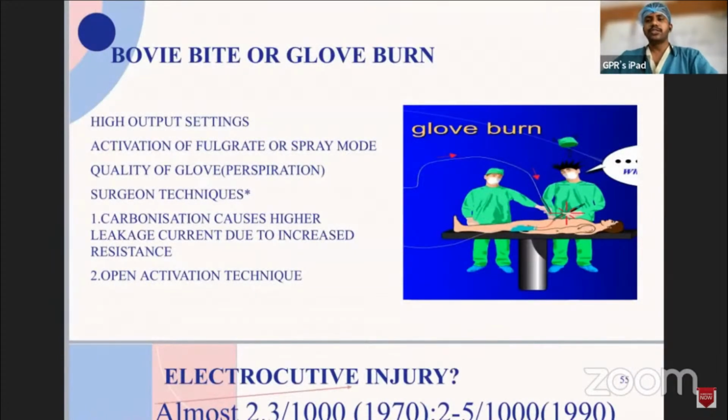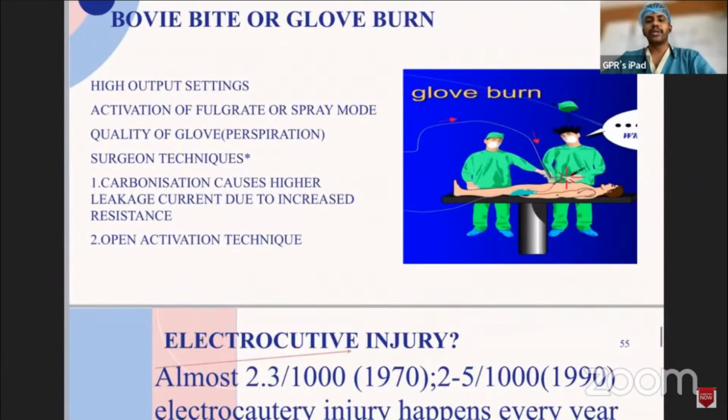Whenever energy is used, there is always a chance of the surgeon getting some amount of feedback, which is also called a bow bite or a glove burn. It can happen because of a high output setting, or because of more fulguration or spray mode. Sometimes the quality of glove we use also matters. Sometimes it is the surgeon's technique, like more carbonization causing more leakage of current, and last but not least, open activation. That is, whenever the cautery is not in contact with the tissue and it gets activated, the chance of electrical current injury is more, which is called open activation.